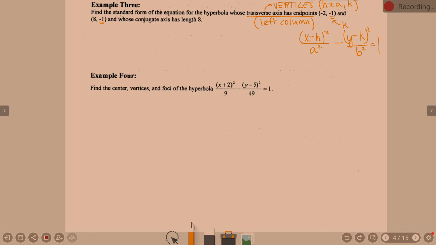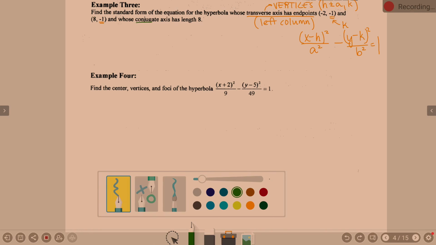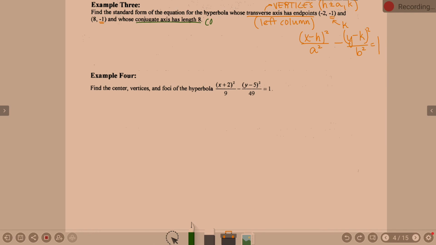Okay. So, in order to write this equation, I have to know A, B, H, and K. Currently, I know K. What else do we know? B is 4 because it's 2b. Conjugate axis has length 8. So, 2b equals 8, and b equals 4.